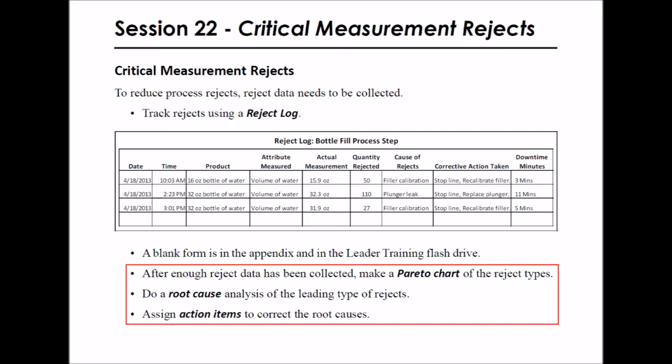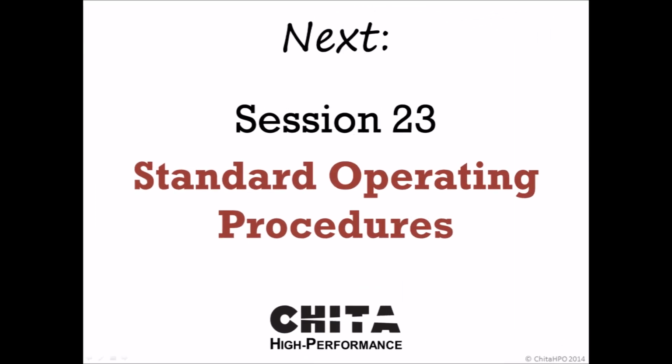After enough reject data has been collected, make a Pareto chart of the reject types. Do a root cause analysis of the leading type of rejects. Assign action items to correct the root causes. In session 23, we will discuss 2 more tools for reducing variability: standard operating procedures and statistical process control.